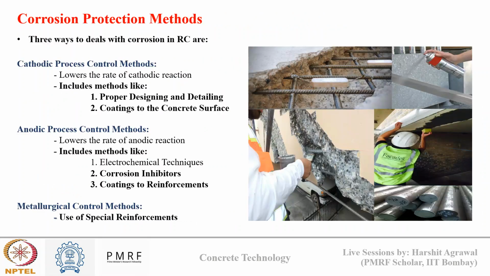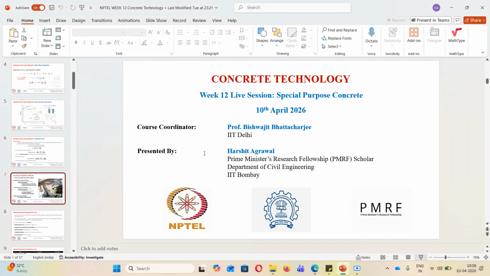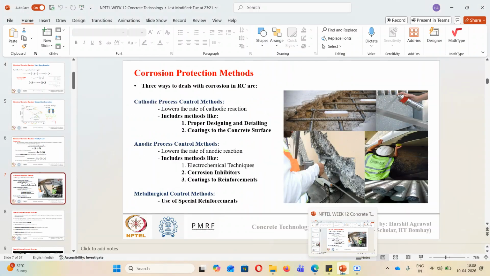And now, with an understanding of corrosion chemistry, we talked about ways to control corrosion by dividing them into three categories: cathodic process control methods, anodic process control methods, and metallurgical control methods. And finally, to end the discussion on corrosion, we talked about different in situ corrosion monitoring techniques. So I hope this much is clear to everyone.